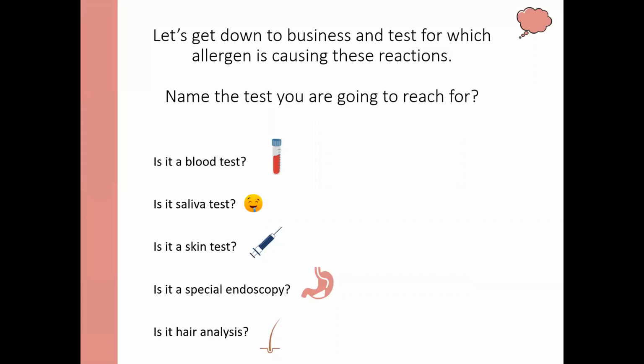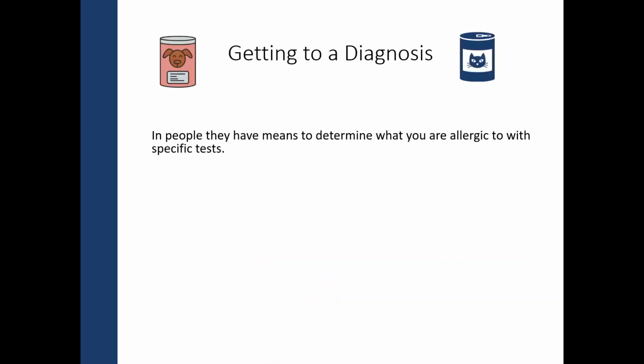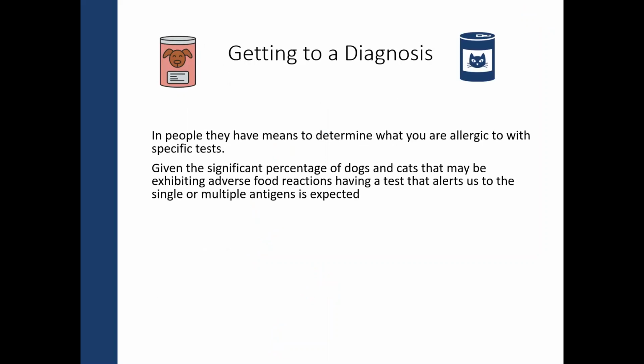Let's get down to business and test for which allergen is causing these reactions. What test do you want to reach for? A blood test, saliva test, skin test, endoscopy, hair analysis? In people, they have the means to determine what you're allergic to with specific tests. Given the significant percentage of dogs and cats that may be exhibiting adverse food reactions, having a test that alerts us to single or multiple antigens is absolutely expected.